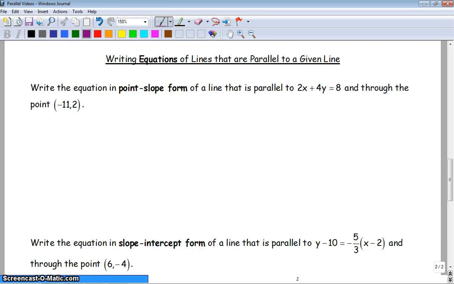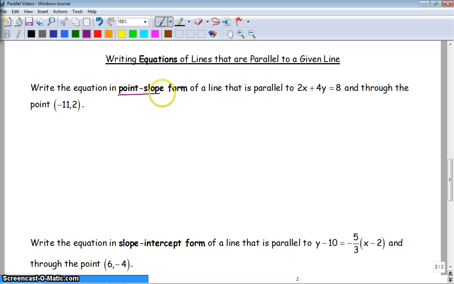This video is help with writing equations of lines that are parallel to the given line. So the directions in the first question say, write the equation in point-slope form of a line that is parallel to 2x plus 4y equals 8 and goes through the point -11, comma 2. So it seems like a lot, but we break it down step by step.